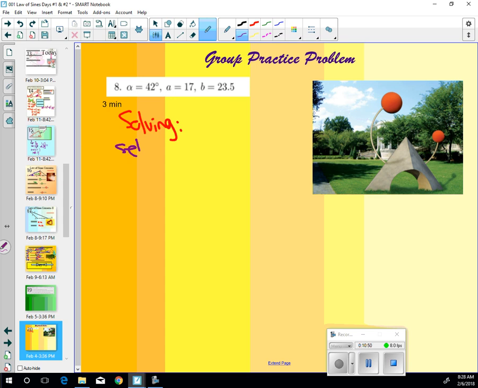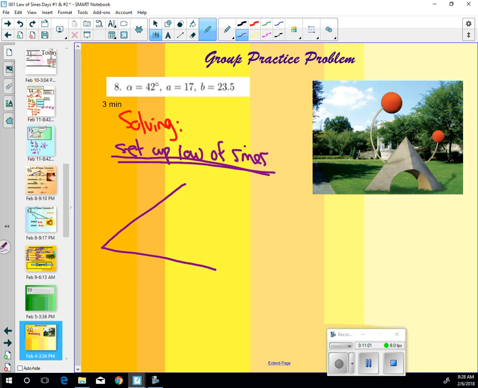Just set it up. Set up law of sines. Blindly set up the law of sines. Okay? So here we go. For this one, I have A is 42. So it's going to be acute. So it could have 1, 2, or 0 solutions.